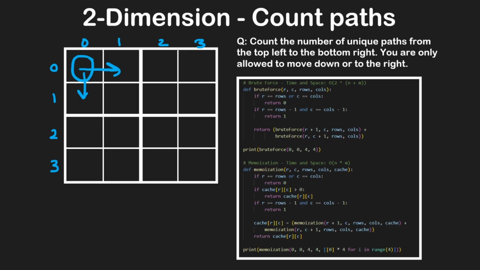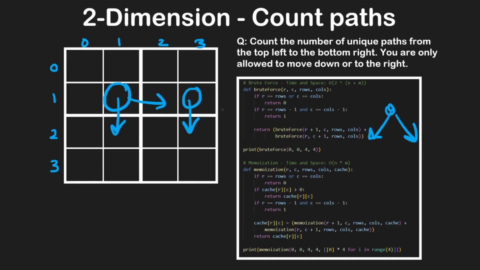So brute force is going to basically be a decision tree with 2 branches, because for every position, no matter where we're at pretty much, we can either go down or to the right. We can't go in 4 directions. We can only go in 2 directions. So this decision tree has 2 branches.